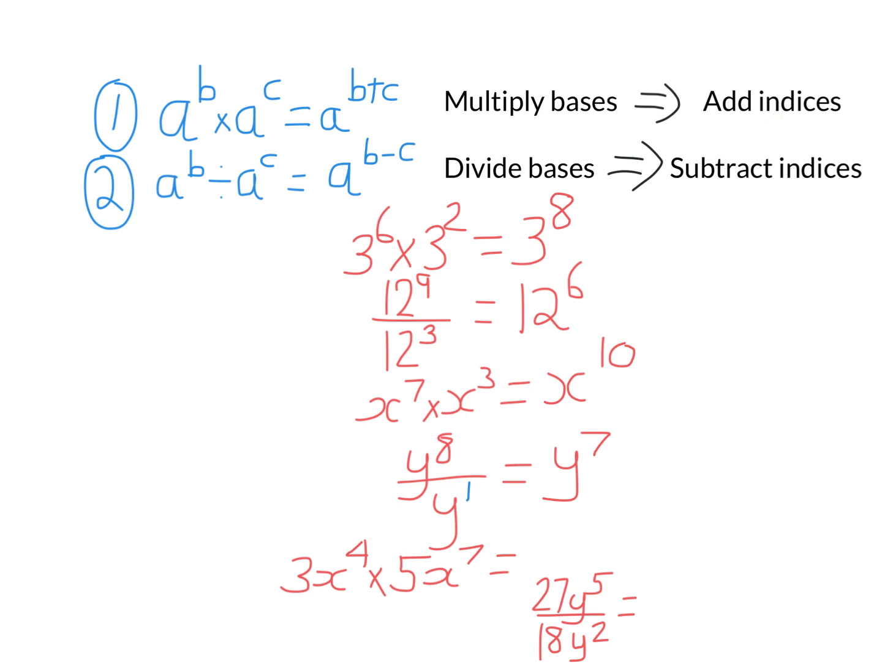We add indices, we don't add bases. So we're just going to do the numbers and pronumerals separate. 3 times 5 is 15. x to the power of 4 times x to the power of 7. Keep the same base, add the powers.